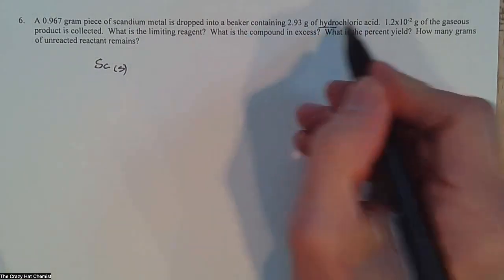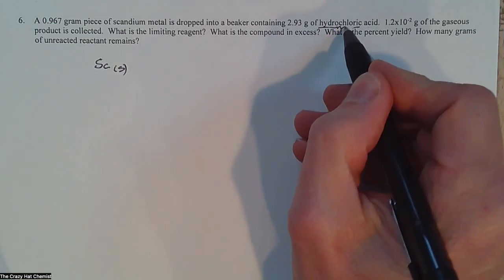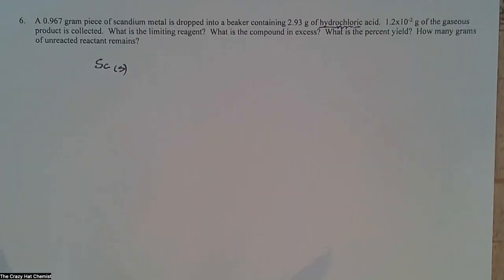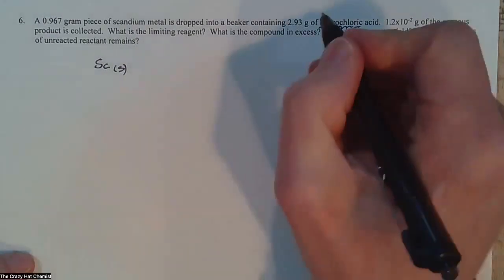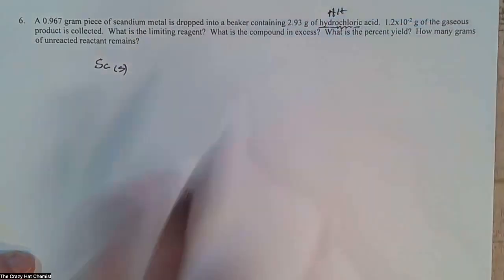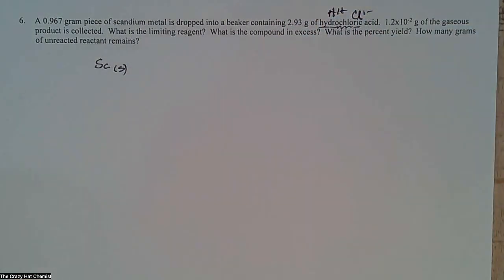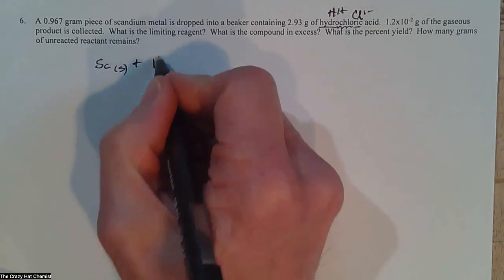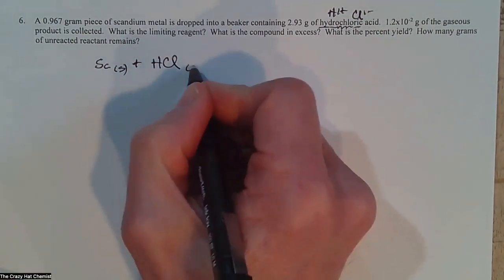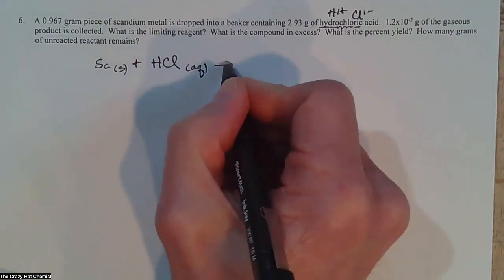I don't think this is the first time that we've had hydrochloric acid on one of these worksheets, if not this one. So this is a binary non-metal acid. Hydrogen is a 1+ like all acids have. Chloride is 1-, a periodic trend charge right there. So hopefully you're comfortable with that. So we have Sc, solid, plus HCl. That's going to be aqueous, like all acids are.